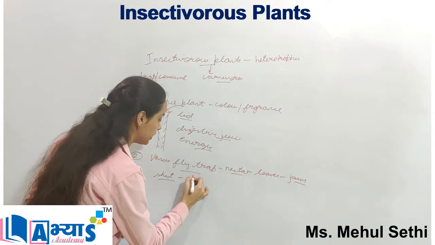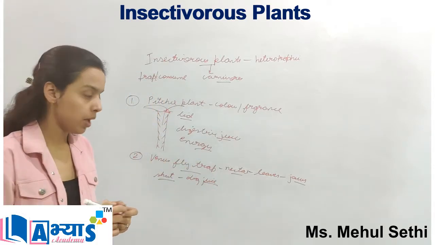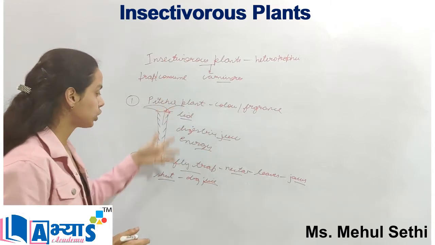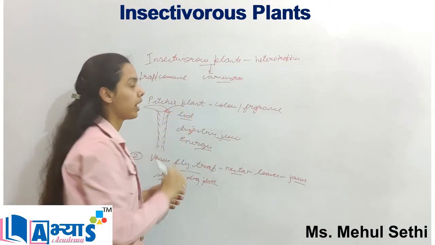Now again, the digestive juices act on this insect and they gain energy. Because both these examples consume insects, these two are the important examples of insectivorous plants, or we can say the carnivores.